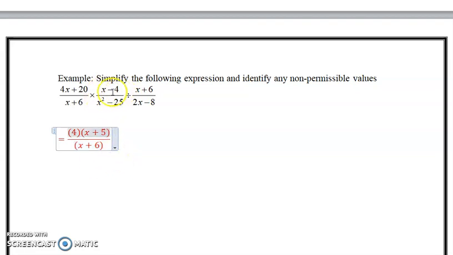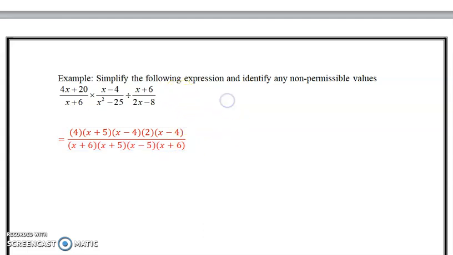Let's multiply the second rational expression. Again, nothing can be done with that, so we just leave it. Remember, we're dividing, so the denominator here will become the numerator, so it's going to be 2x plus 8, and we notice we can factor out a 2, so that leaves you with 2 bracket x minus 4. Alright, and the denominator here, that's a difference of squares, so it's going to be x plus 5 and x minus 5, and then the x plus 6, there's nothing we can do with that.